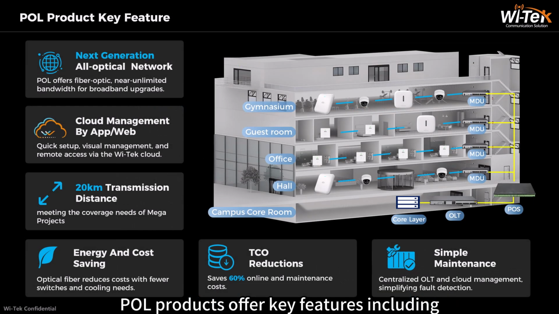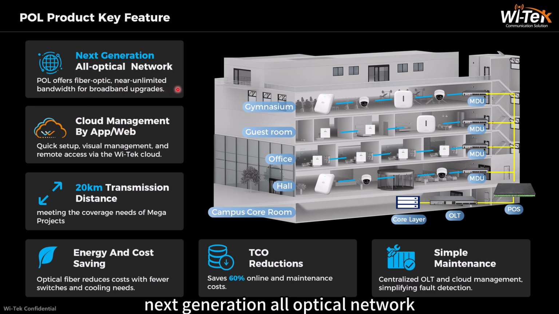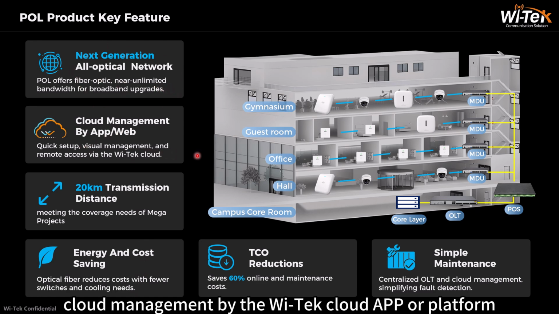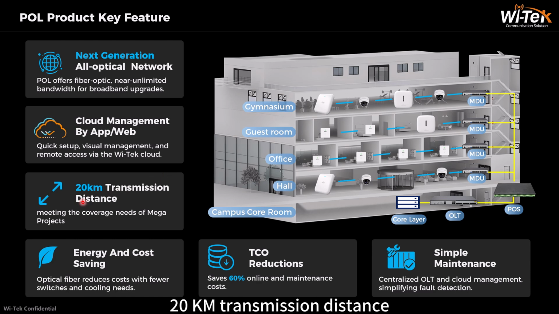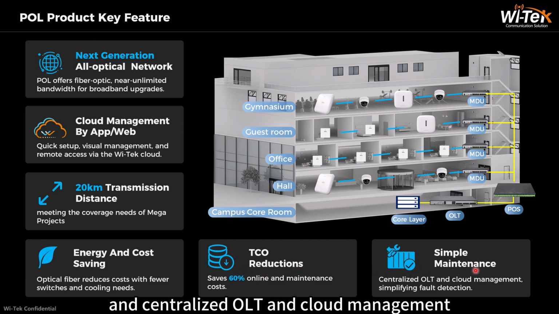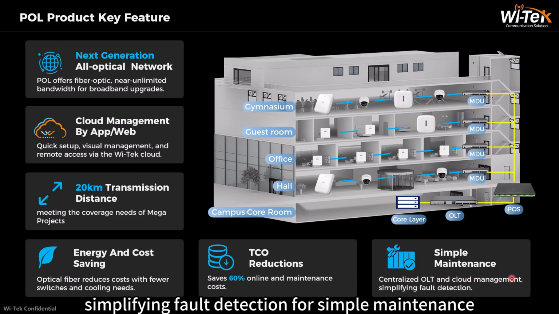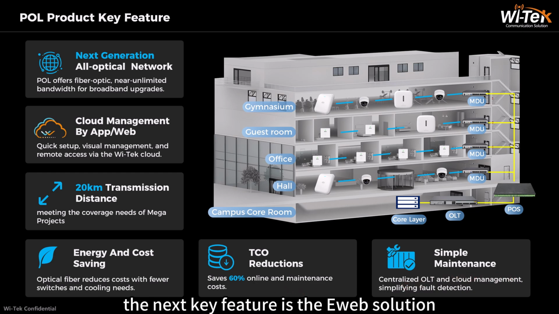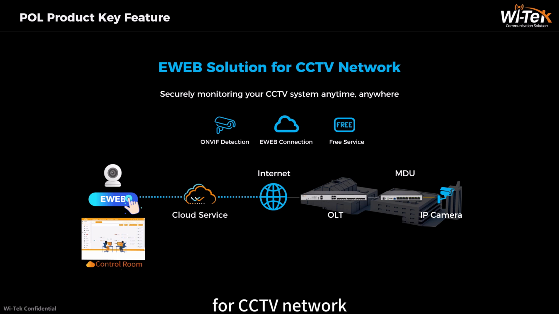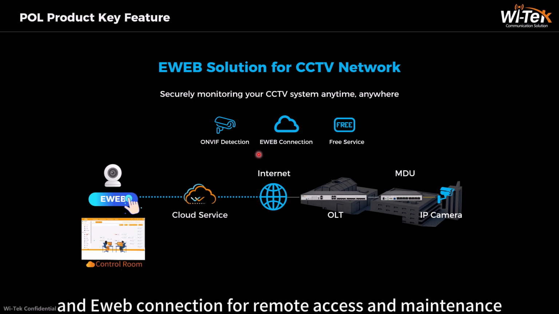POL products offer key features, including next-generation all-optical network, cloud management by the Wi-Tek cloud app or platform, 20 km transmission distance, energy and cost saving, TCO, total cost of ownership, and centralized OLT and cloud management, simplifying fault detection for simple maintenance. The next key feature is the USB solution for CCTV network, with features such as ONVIF detection, and eWeb connection for remote access and maintenance.